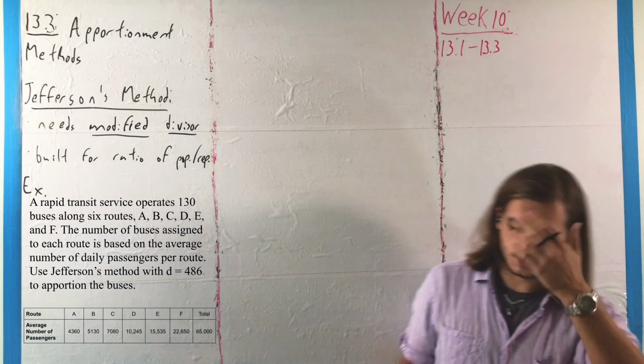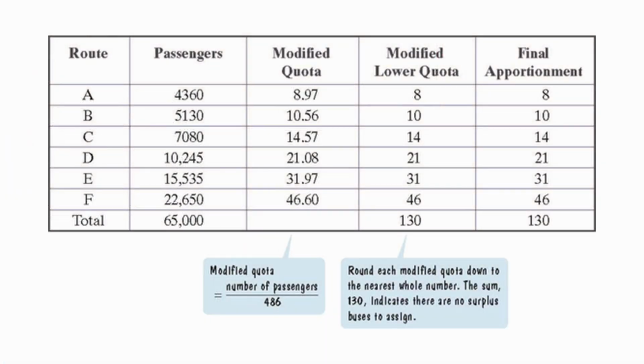So we're going to have to fill in a table something like this, where along Route A, we're said to have 4,360 passengers. So our modified quota in that route would be gotten by dividing that 4,360 by 486 to get 8.97, which we round down to 8. So our apportionment there would be 8. Then for Route B, we take that 5130, divide it by 486 to get 10.56, which we round down to 10 for an apportionment of 10.